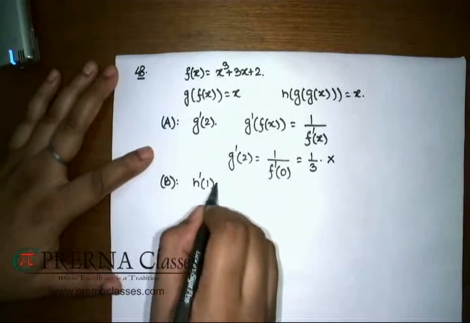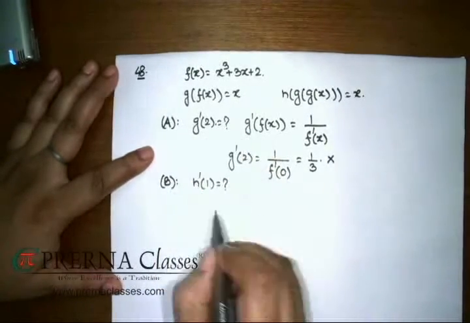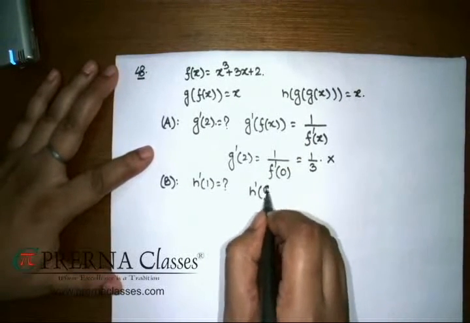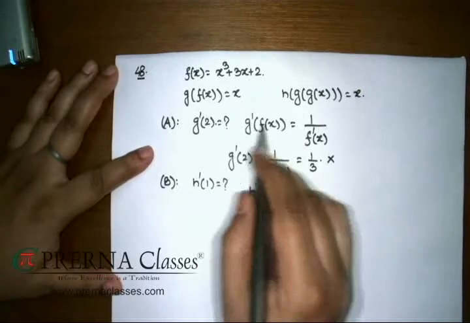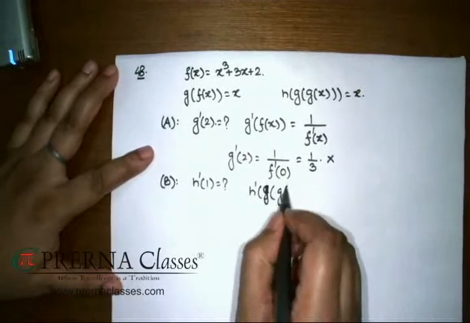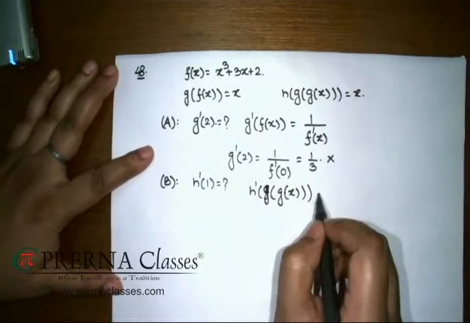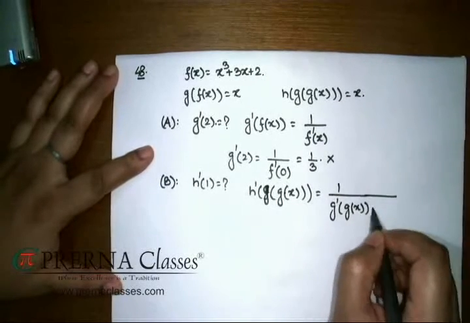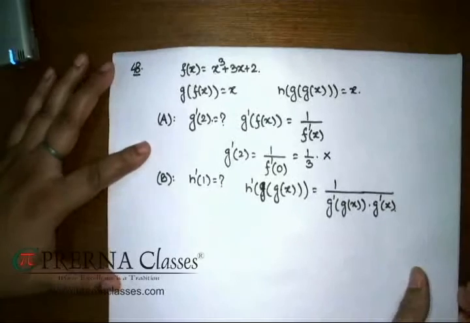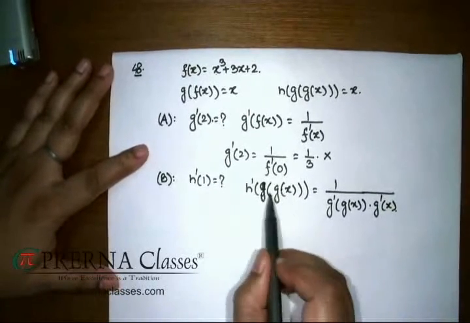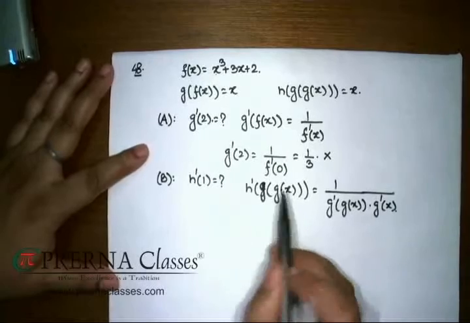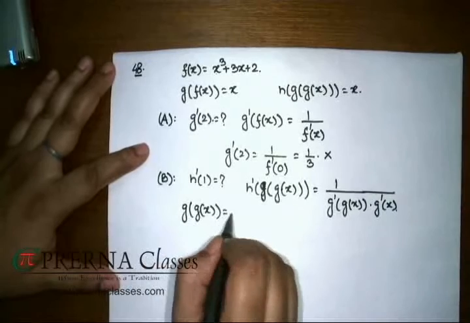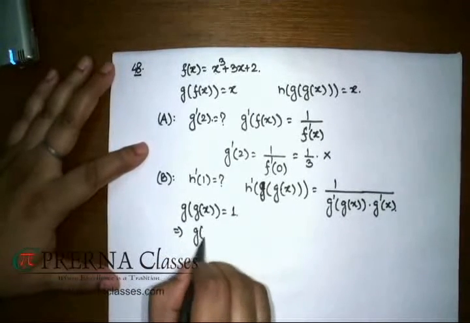For option B, you have to deal with h dash of 1. If you are interested in h dash of 1, this is somewhat similar to the previous problem. You can check then, if I differentiate this relation, I should end up getting this. Now we need to look for the value of x which is going to make this g of x 1. Let me make g of x as 1.